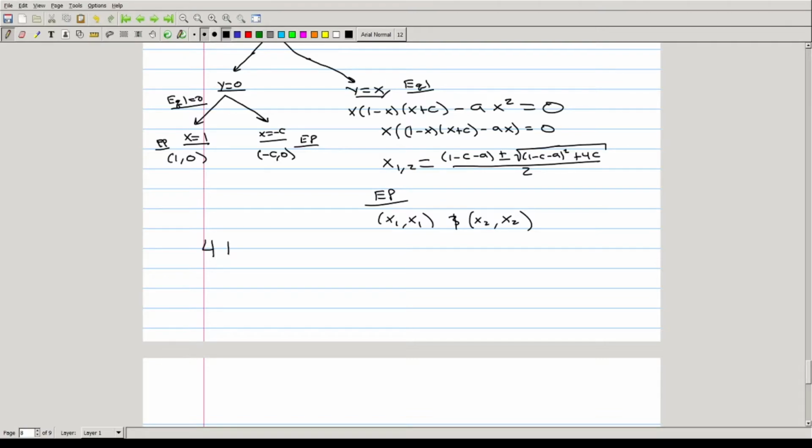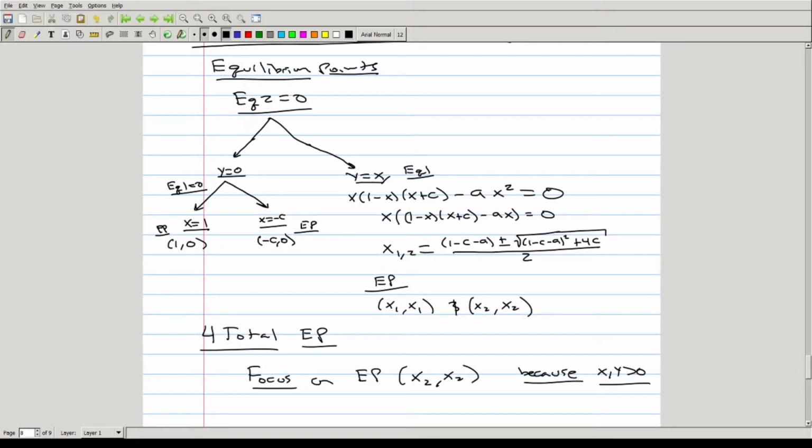So we have 4 total equilibrium points, each one of which can be classified, but we're going to focus on equilibrium point (x2, x2), because this is the equilibrium point that we're interested in the predator-prey model, where the populations are both positive. This equilibrium point lies in the first quadrant.